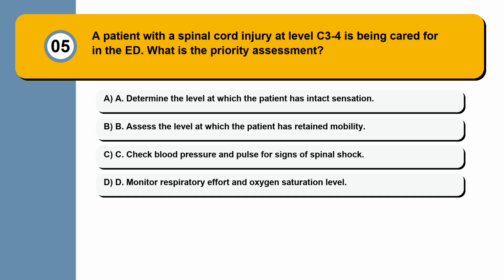Question 5. A patient with a spinal cord injury at level C3-4 is being cared for in the ED. What is the priority assessment? A. Determine the level at which the patient has intact sensation. B. Assess the level at which the patient has retained mobility. C. Check blood pressure and pulse for signs of spinal shock. D. Monitor respiratory effort and oxygen saturation level.